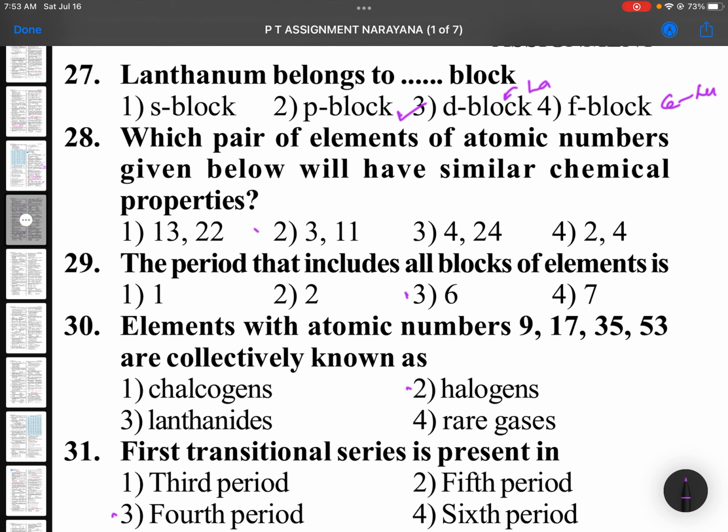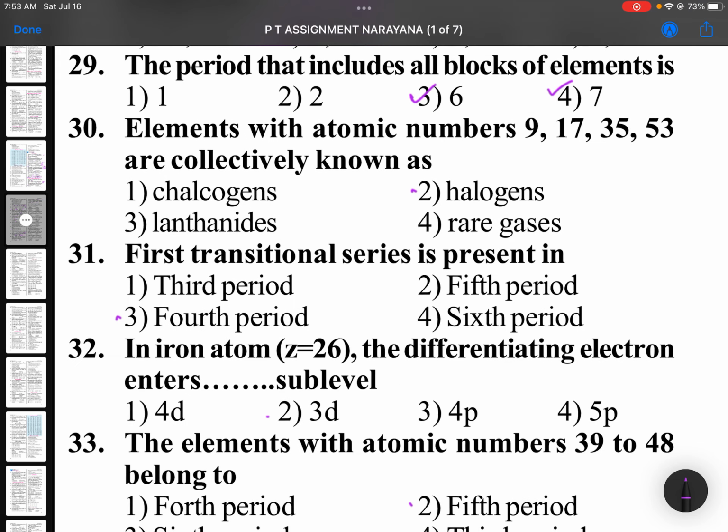Lithium and sodium, same group, same properties. The period that includes all blocks of elements is the 6th, and now the 7th also. As I told you, these questions are a little bit old textbook questions, so we are getting both 6th and 7th.